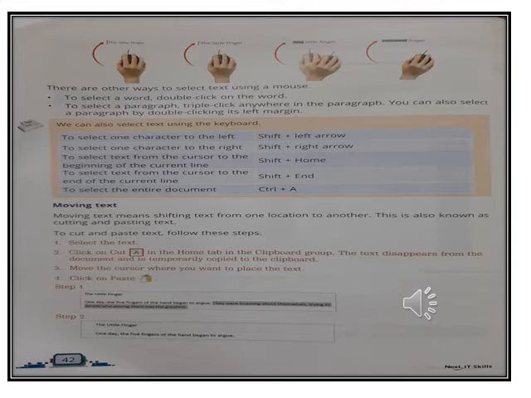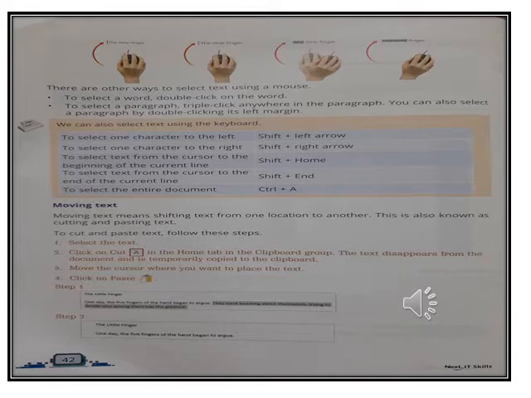Okay, so now we can also select text using the keyboard. To select one character to the left, click Shift and left arrow. To select one character to the right, click Shift and right arrow. To select text from the cursor to the beginning of the current line, click Shift and Home. To select text from the cursor to the end of the current line, click Shift and End. To select the entire document, we can click on Ctrl and A.